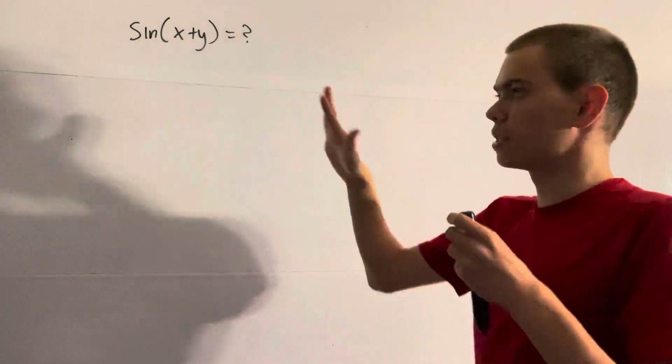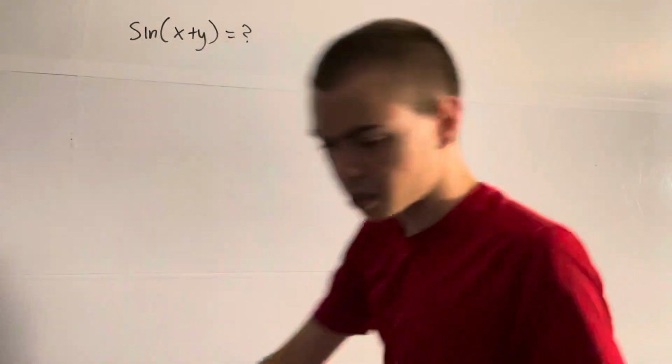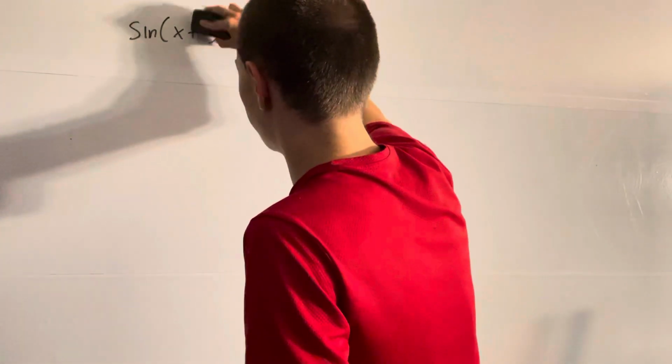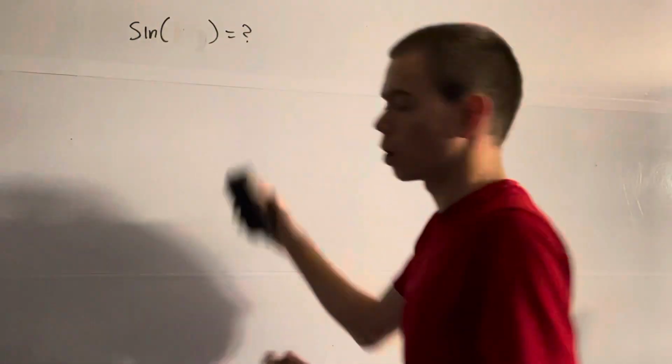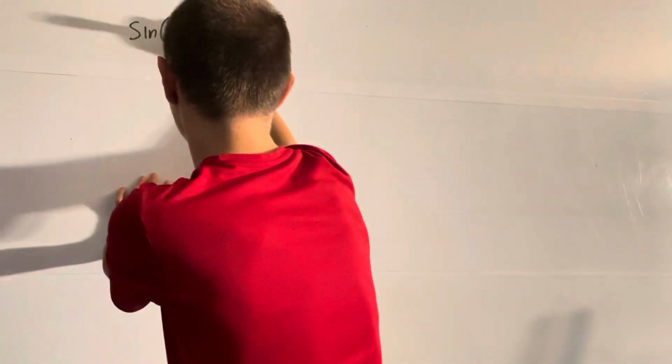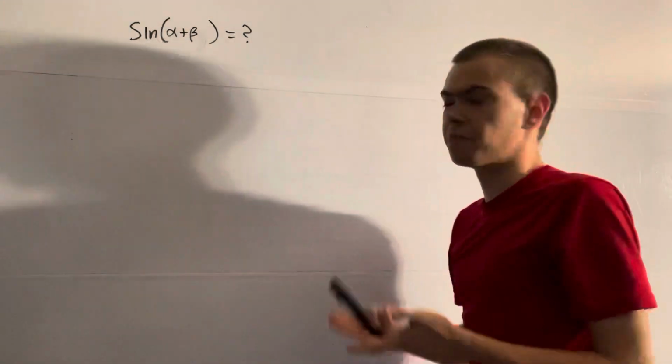Since we're representing these as angles, I'm not going to use x and y. I'm going to write it as alpha and beta, because alpha and beta are Greek letters, and we know Greek letters tend to be used for angles, like theta, but in this case we're using alpha plus beta. Okay, just to be consistent.